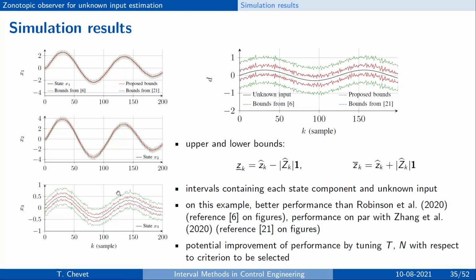Here we have these bounds in green on the figure, and our bounds are in red. We don't see it because it's more or less superimposed, but the performance of our strategy is on par with another strategy found in the literature, where they use a pointwise observer in which an H-infinity criterion is used to tune the matrices T, N, and L. Then they propagate a zonotope containing the estimation error around this estimate.